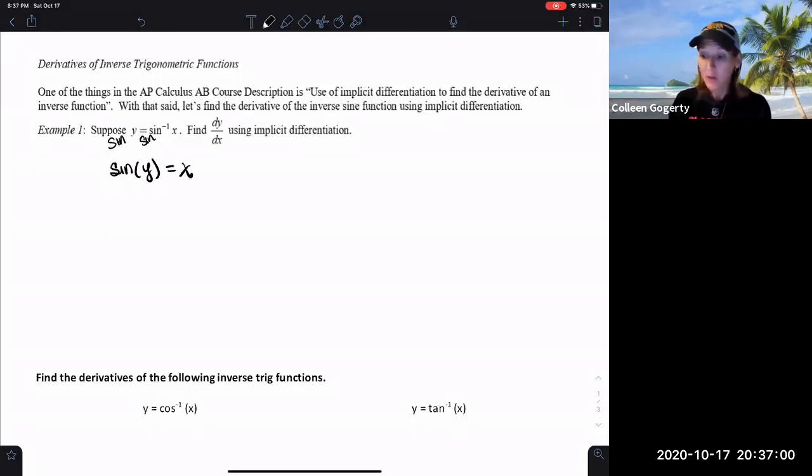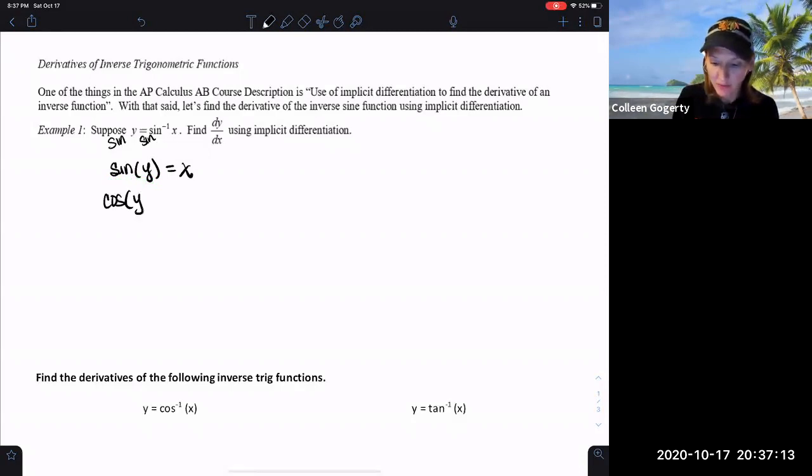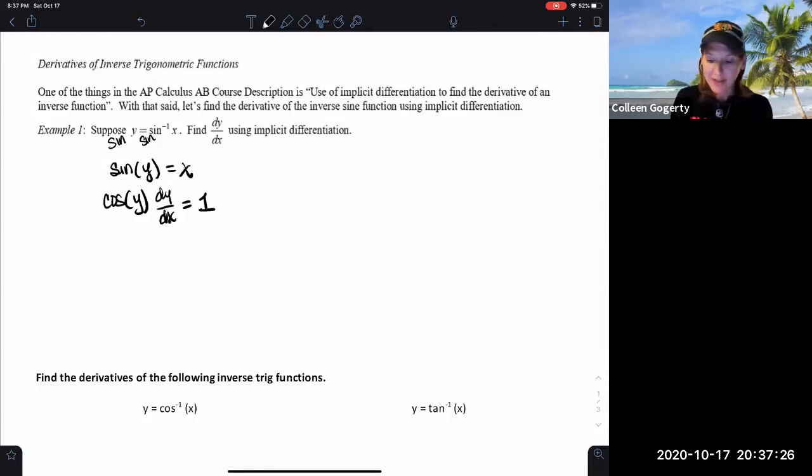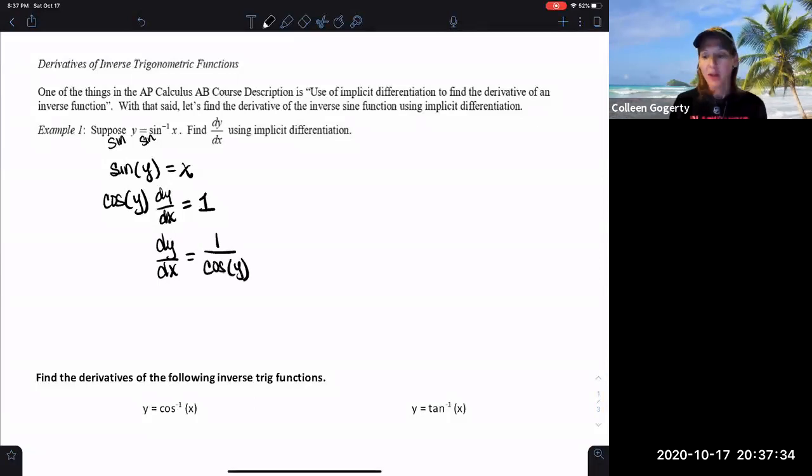Now that we have a sine function, we know the derivative of sine. So if we take this further using implicit differentiation, the derivative of sine is cosine. Then I'm going to have to use the chain rule, and the derivative of y is going to be dy dx, and the derivative of x is 1. Following this idea, the derivative of y is going to be 1 divided by the cosine of y.